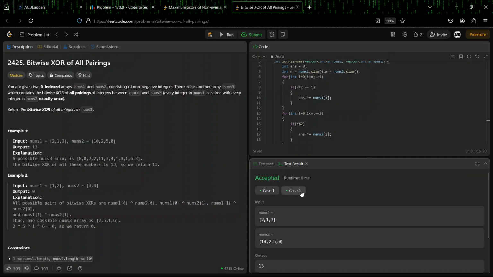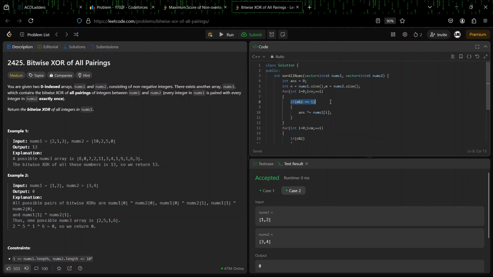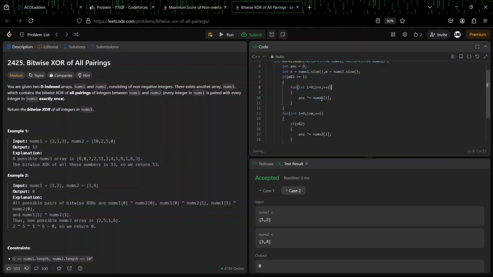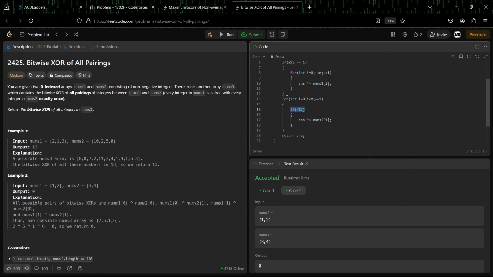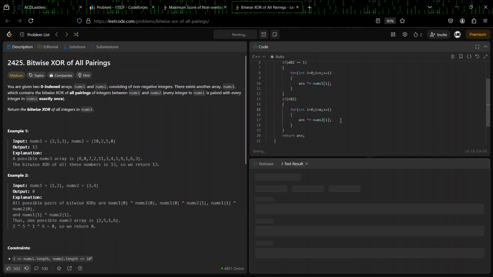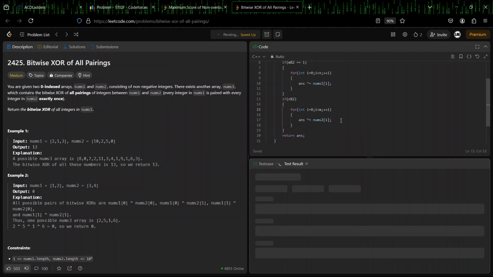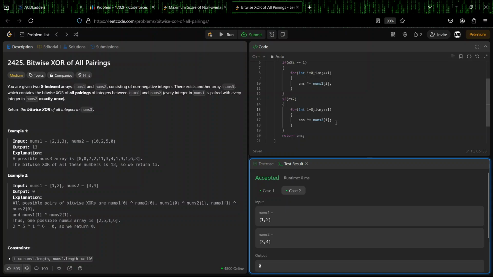Okay, so it is giving correct answer. Now we can observe one thing. M is constant, so this condition will not change. So why not we take it outside of this for loop, right? Okay, this gives us the answer.